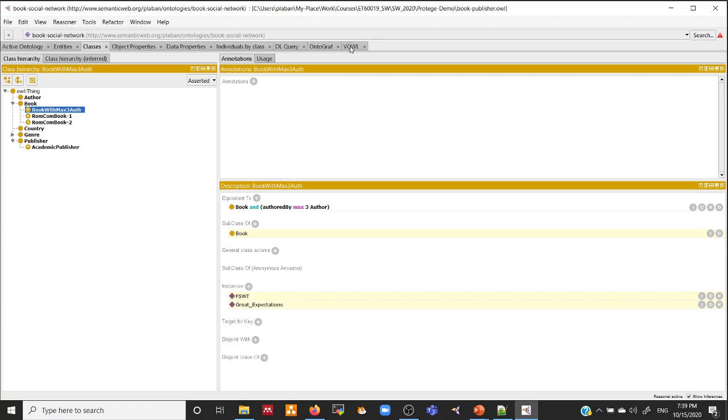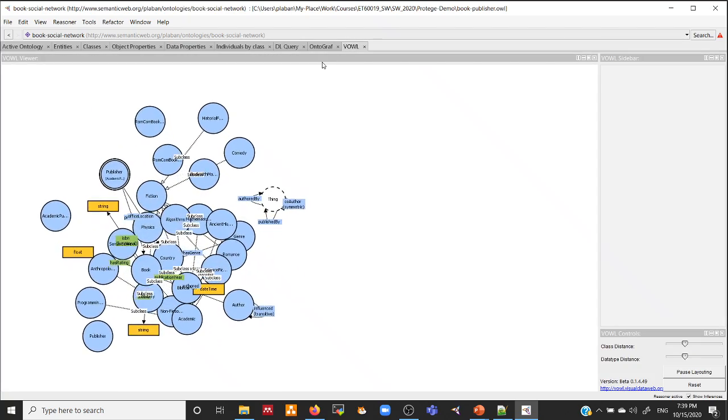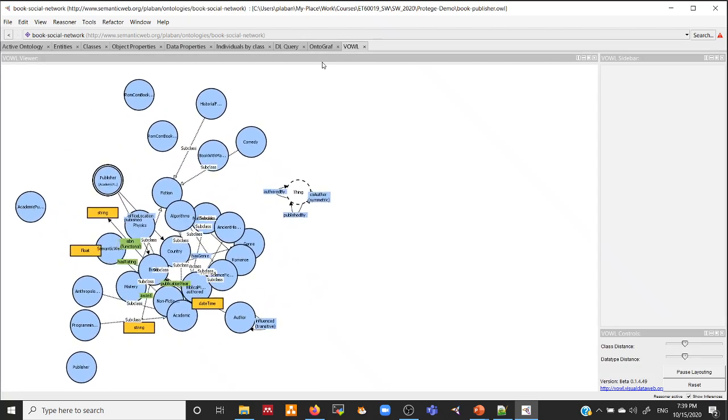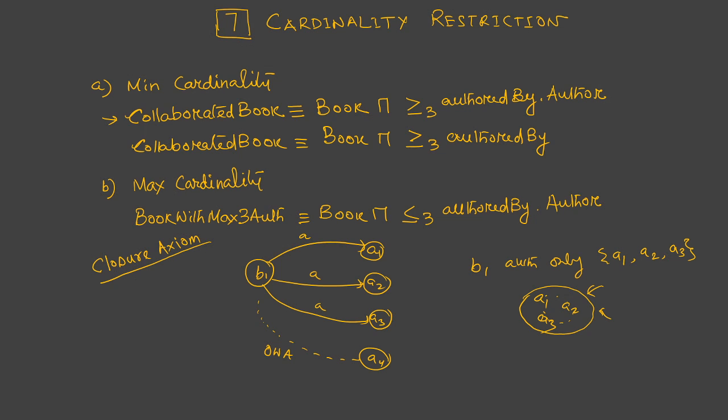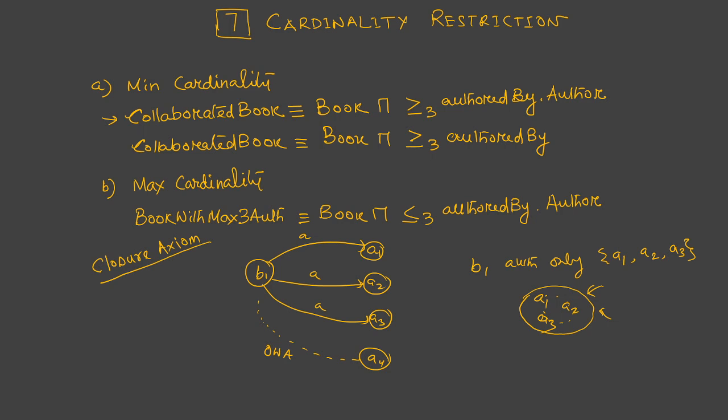Now with this, let us move to the all values from construct, right? So the third case of the restrictions is all values from. I will not say this is a cardinality restriction, but it has something to do with the elements that can be in the object position, right?